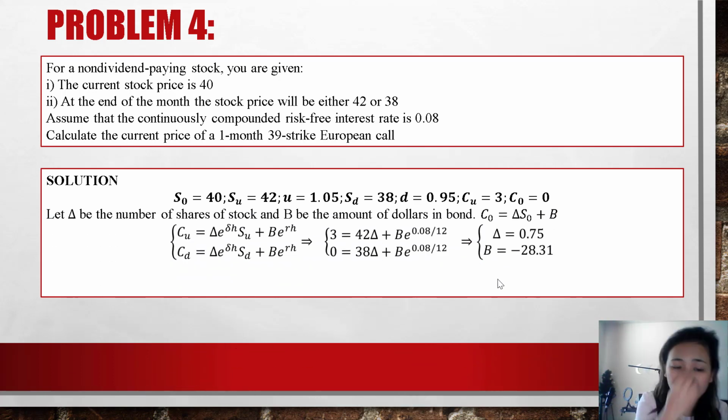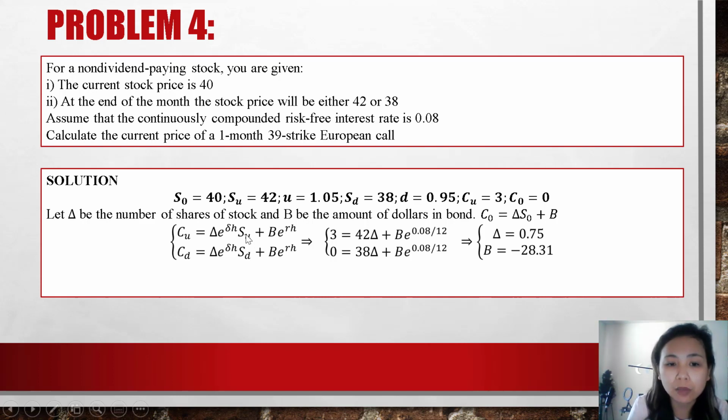Now we set up the equation. Let delta be the number of shares of stock and B be the amount of dollars in bond. Then C0 is delta S0 plus B, and of course we can set up the system of linear equations. C_U is delta, the number of stock, times e to the delta h to find the number of stocks after 1 month with the dividend yield rate delta. But in this case, delta is not given, so we assume it's 0.